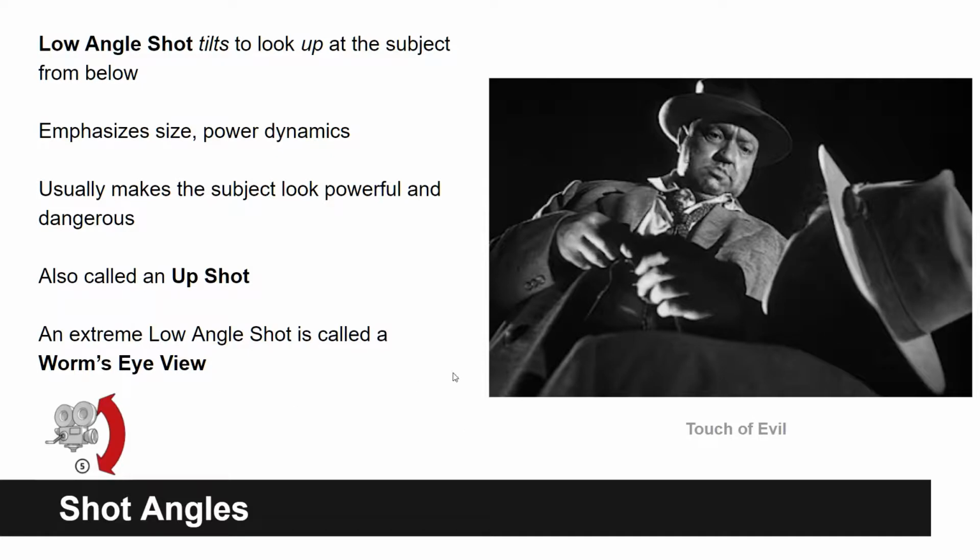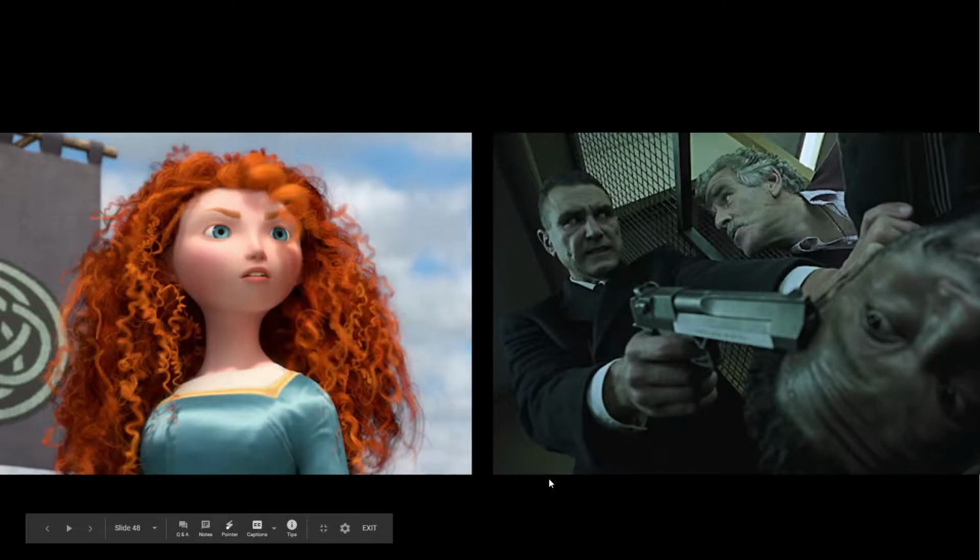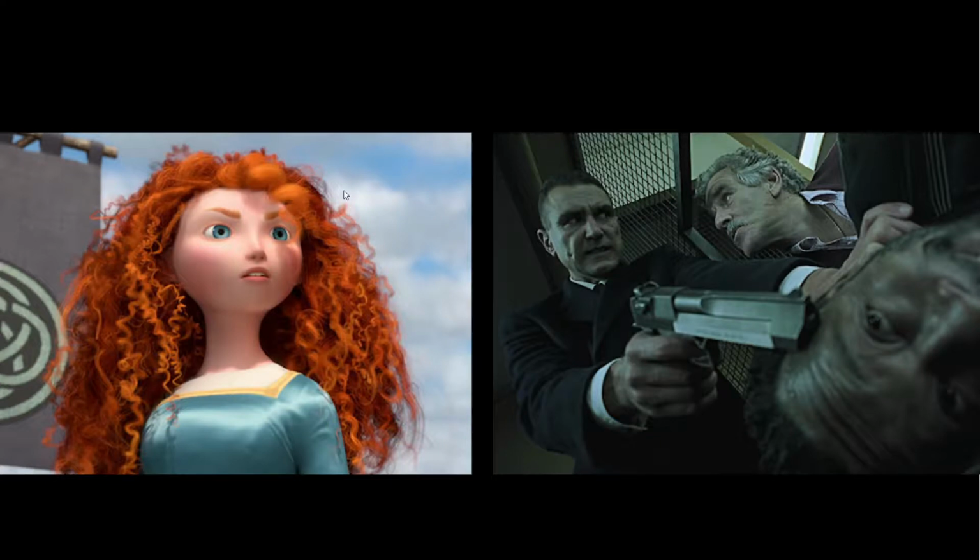An extreme version of this would be a worm's eye view. That's where you're on the ground and you're really looking up like you're an ant or something like that, or a worm in the dirt. So here's some examples. This is a really subtle upshot, right? So we're below Merida and the camera's tilted up to look at her. And so Merida feels like a hero, right? She looks like a hero. She feels more powerful. She feels in control.